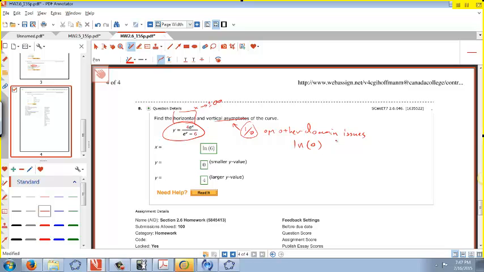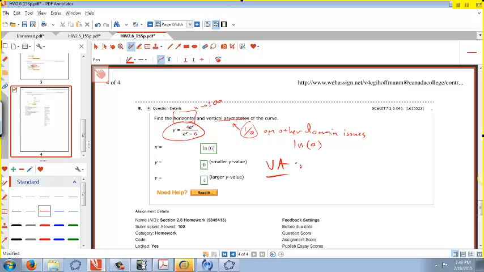So what we have to do in this one, we're not going to have the natural log problem, but we're looking for what's going to make the denominator equal to 0. So first I'll do the vertical asymptote.